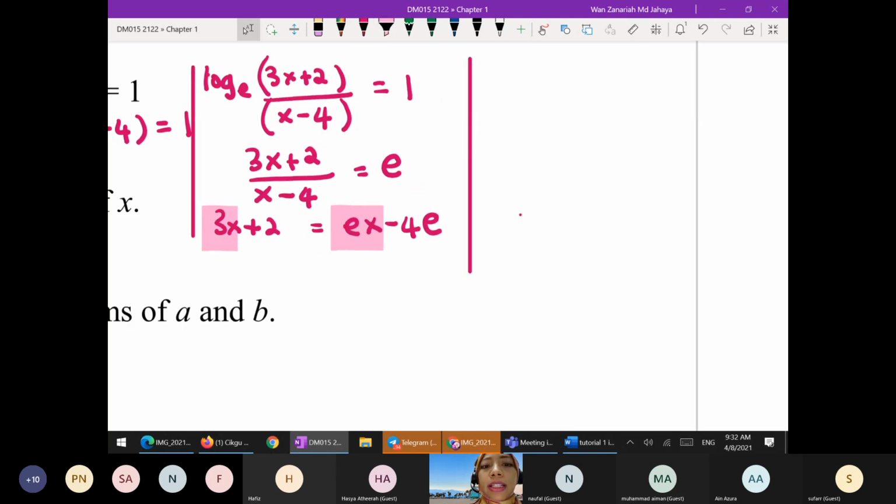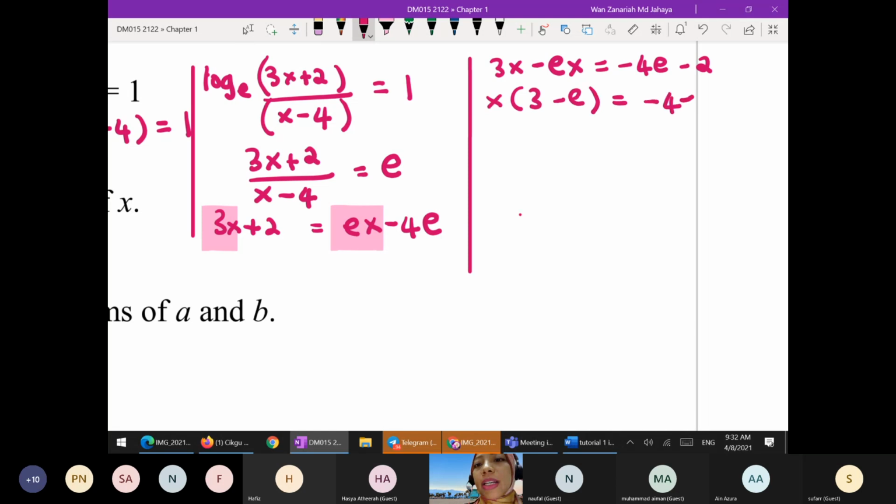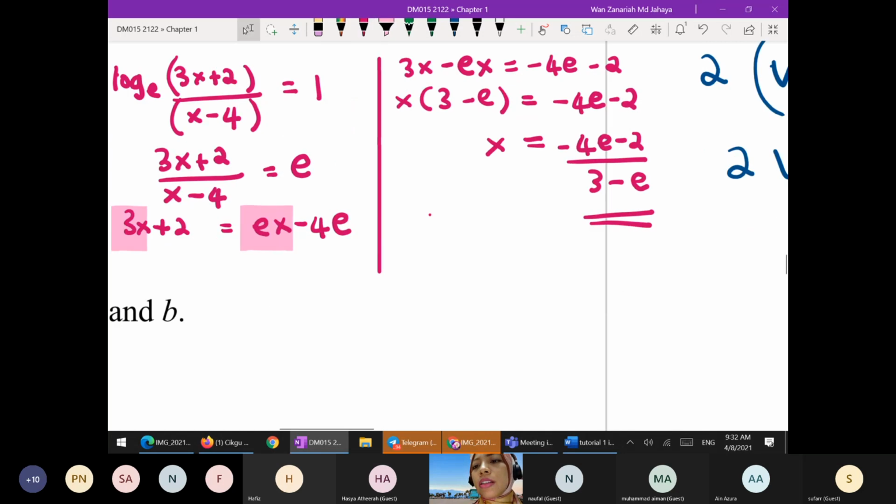Okay, we want 3x minus ex equals to apa ni? Negative 4e minus 2. So x adalah 3 minus e equals to negative 4e minus 2. So we want x. So negative 4e minus 2 over 3 minus e. Ini you boleh sama ada biar macam ni ataupun you tekan nilai.